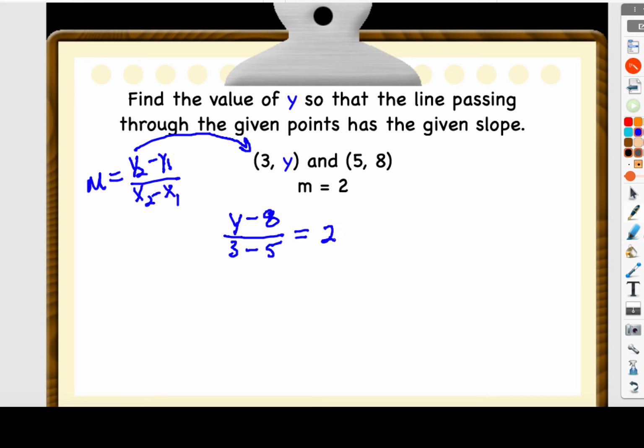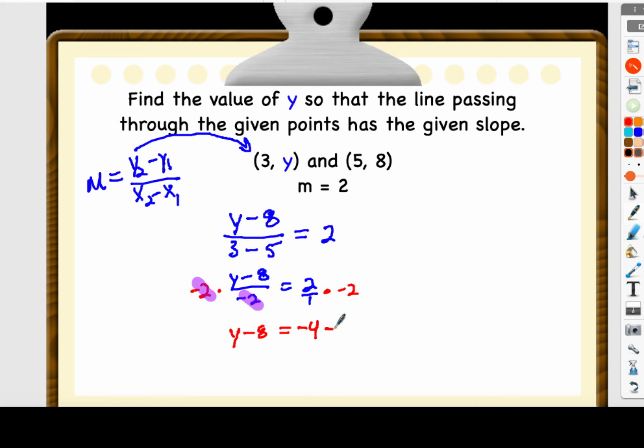So I'm going to clean this up just a little bit. 3 minus 5 on the bottom is negative 2. Now, if you want to think of that as over 1 and cross multiply, or if you just want to multiply both sides by negative 2 right now, that wouldn't be a bad idea, because on the left side that's going to allow us to cancel those negative 2's. So y minus 8 will equal 2 times negative 2, which is negative 4.